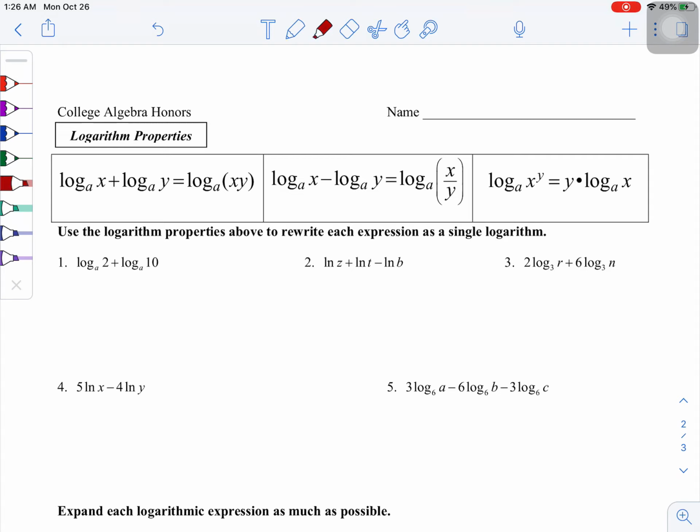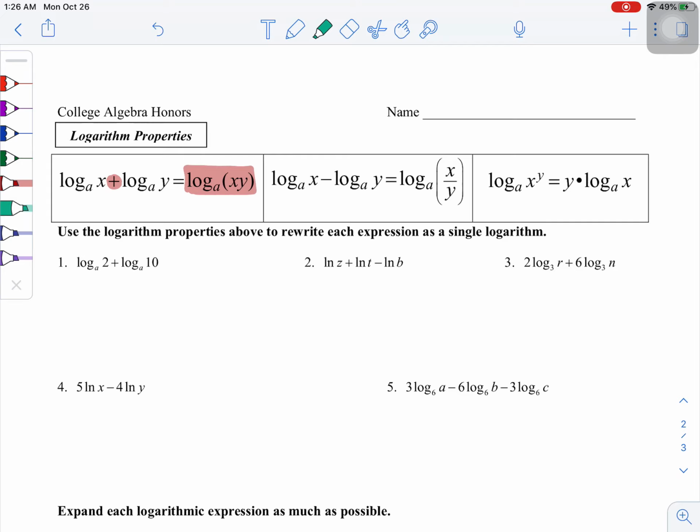So, first thing I want you to know is when you are adding two logs that have the same base. They have to have the same base for this to work, right? So log base a of x plus log base a of y, you can actually combine that into a single logarithm by taking your two arguments, in this case x and y, and multiplying them together.